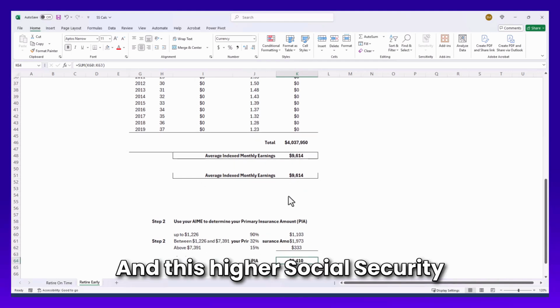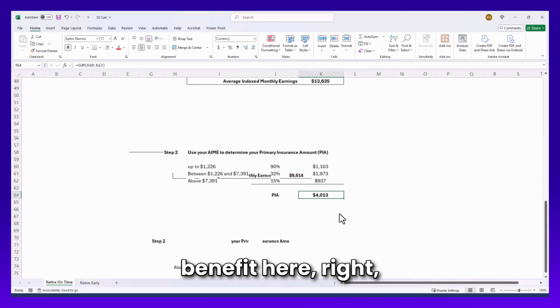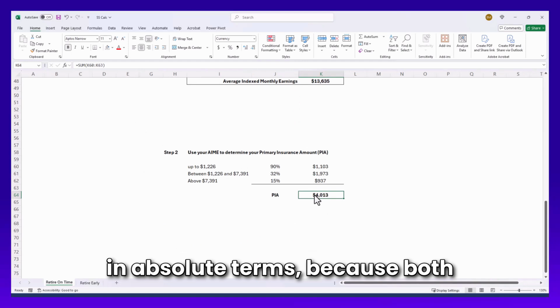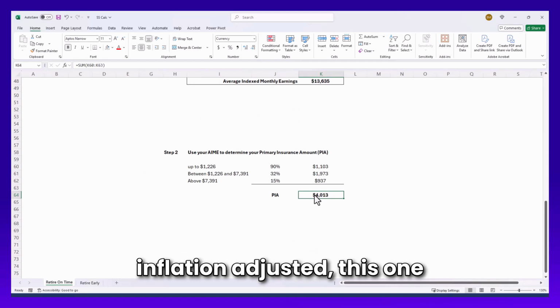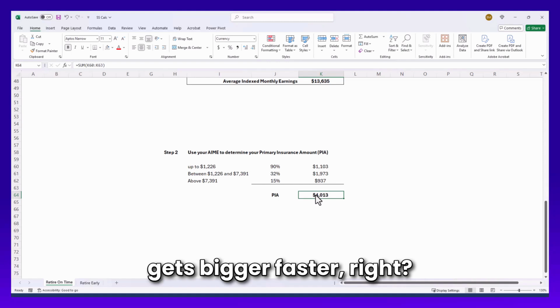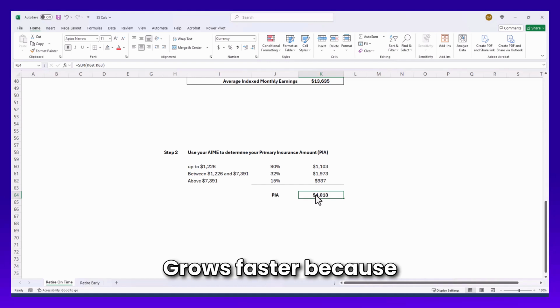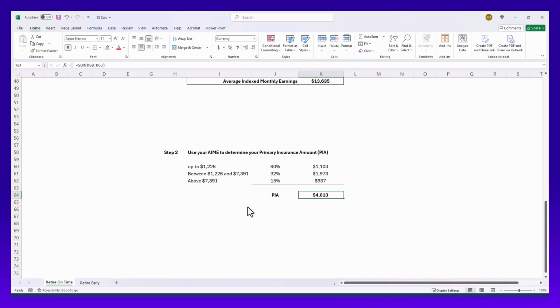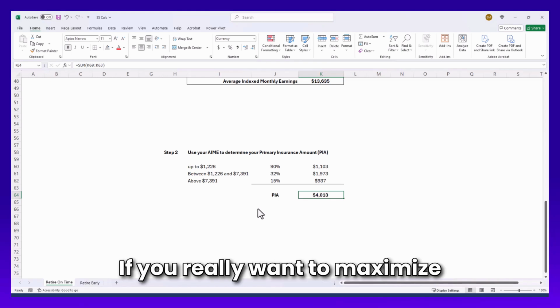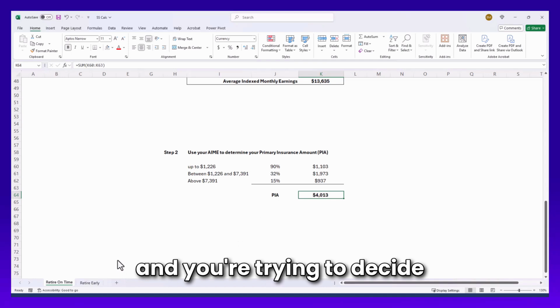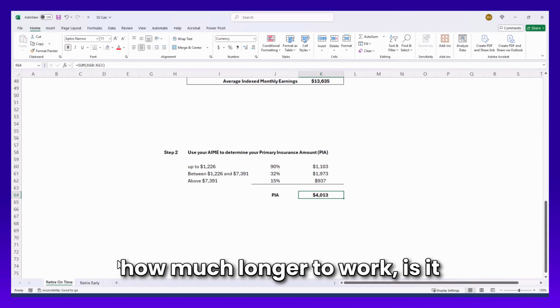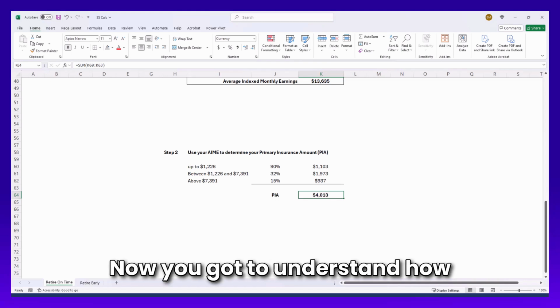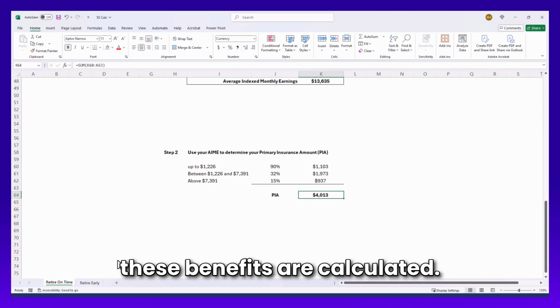But also, working 10 years, depending on what type of work you're doing, it may not matter. And this higher Social Security benefit, in absolute terms, because both of these benefits will be inflation adjusted, this one gets bigger faster, grows faster because it starts out bigger. So that's something to think about. If you really want to maximize your Social Security benefit and you're trying to decide how much longer to work, is it worth it to work an extra year or not, you've got to understand how these benefits are calculated.